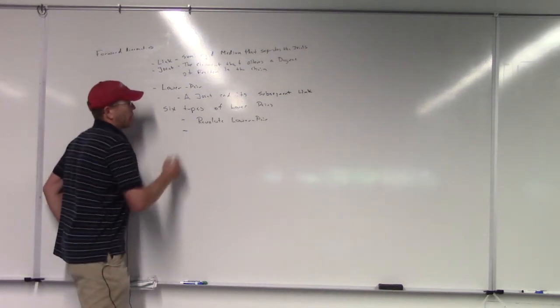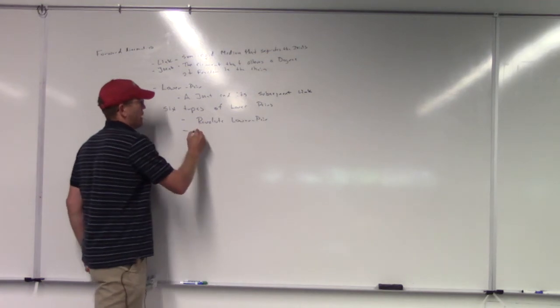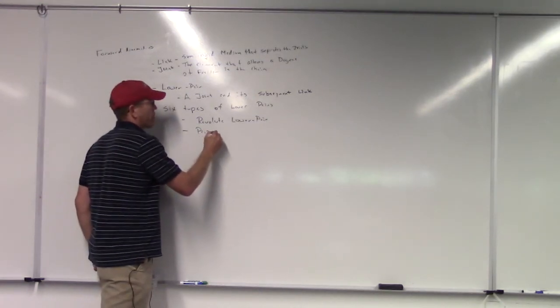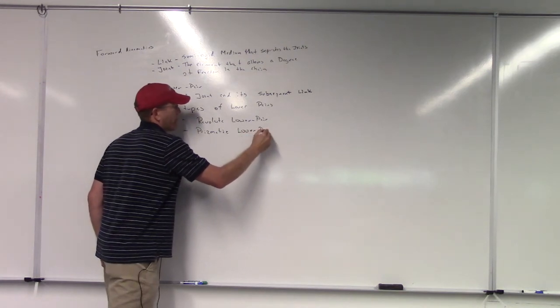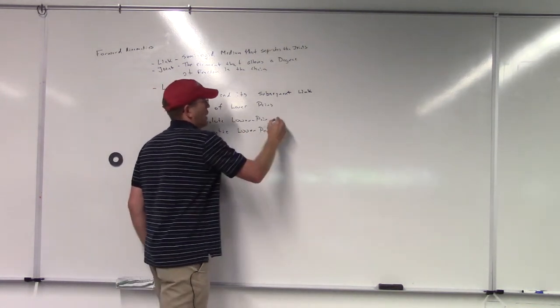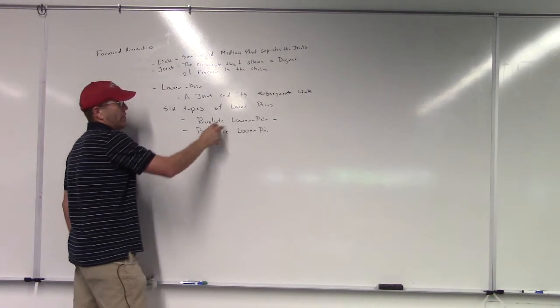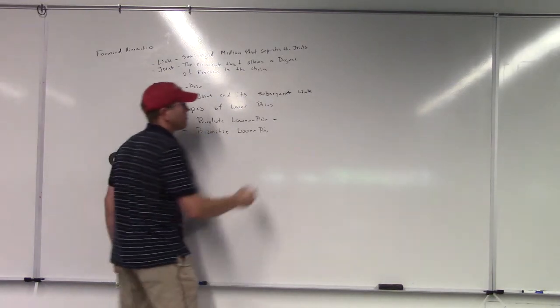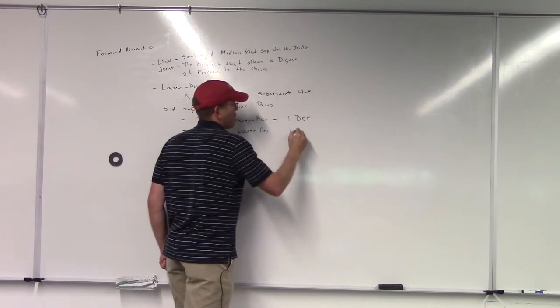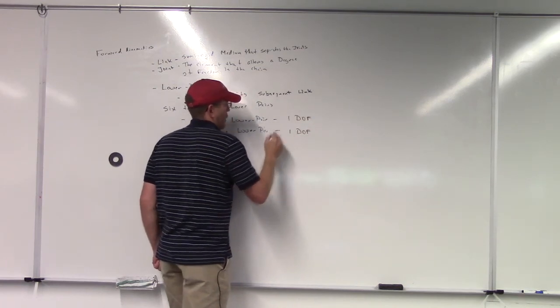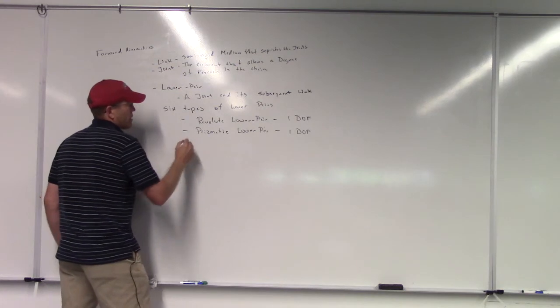The next type of lower pair is the prismatic. Okay, how many degrees of freedom are on either of these? 1. 1, okay.